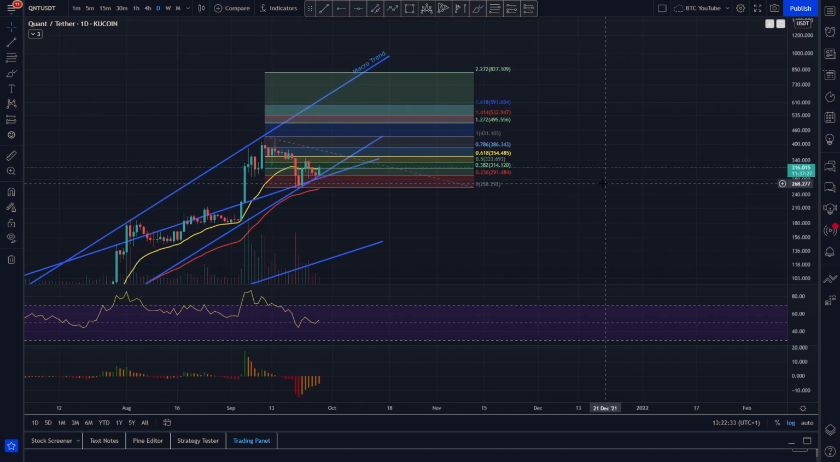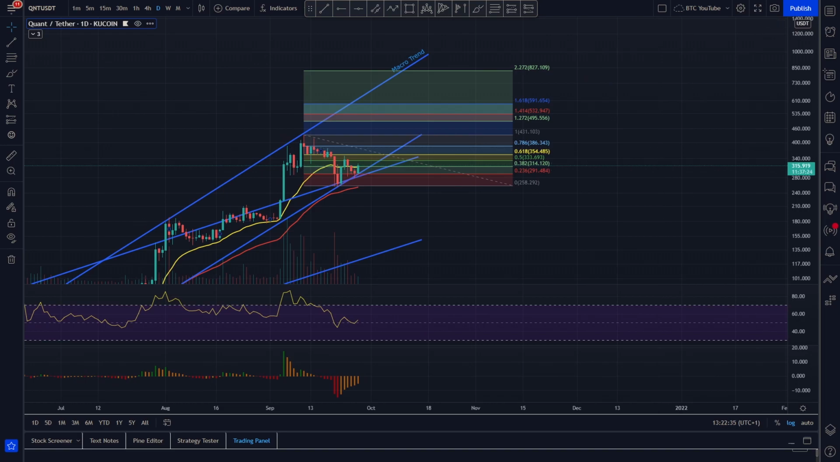Basically, by the end of the bull run, we do strongly think Quant over $1,000 seems quite likely. Market cap is still fairly low considering what they're offering, and with the way that the circulating supply is just going down, it's probably going to do very, very well, at least $1,000 in our opinion.